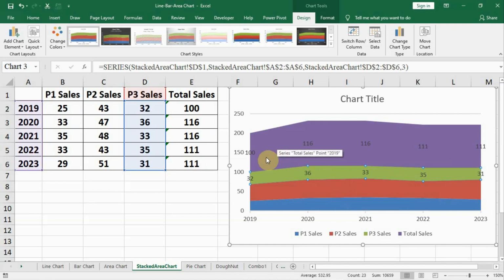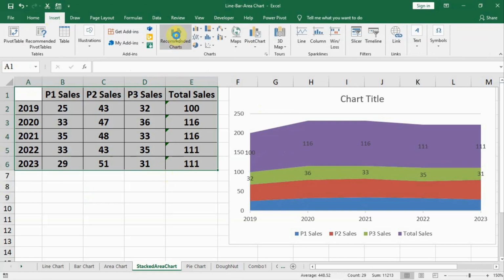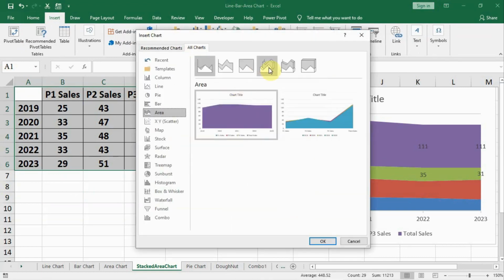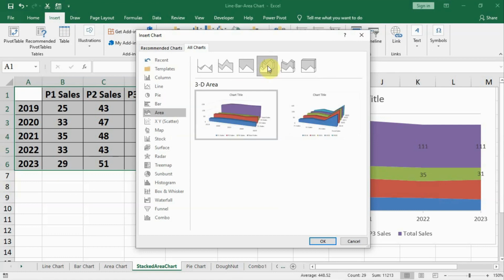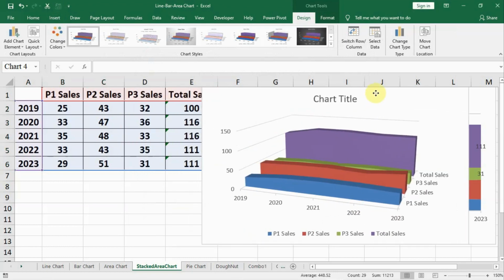Now see, if we would like to know which of these regions is having how much sale among the total sales, then we can have another chart, and let us see that chart. Again select the area, including the total sales, go to insert, recommended charts, all charts, area charts, and you see you can have this 3D stack chart which gives a very good comparison of what the total sales are and what the other sales are in comparison to the total sales.